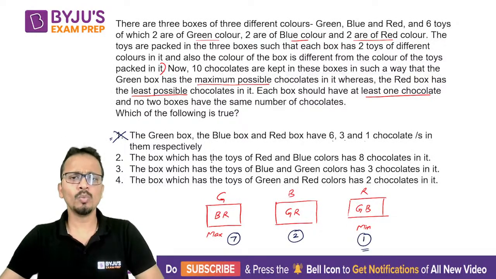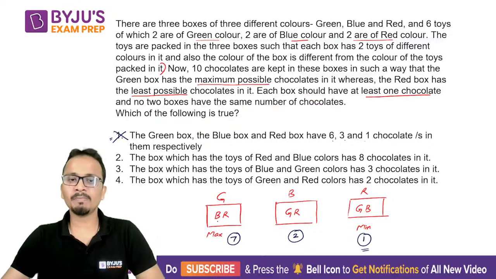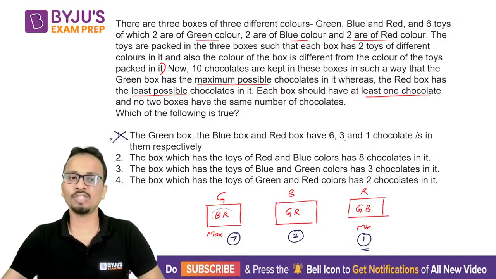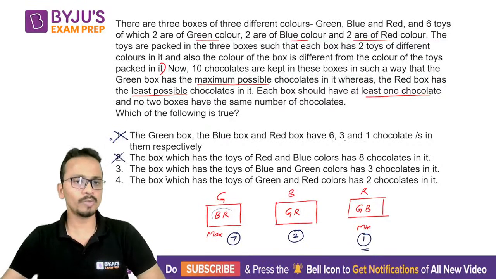The box which has option number 2, the box which has the toys of red and blue colors. So toys of red and blue, that means they're talking about the green box, has 8 chocolates. No, it does not have 8, it has 7 chocolates. So second option is also incorrect.